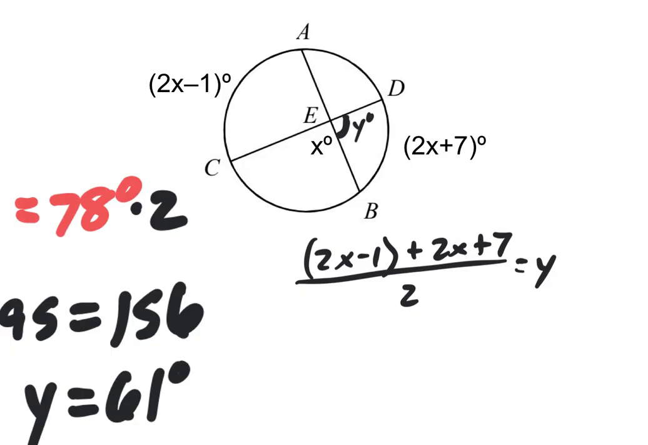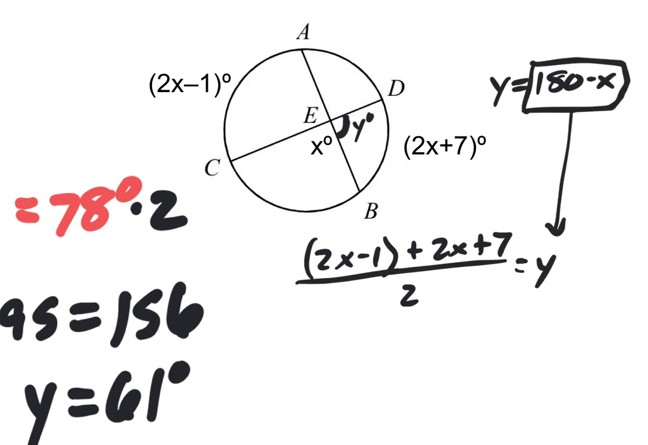Here, the problem is we don't know what x is, right? So what we're going to do is say y is 180 minus x. You wouldn't necessarily have to use y for a variable here, I'm just using that. And then we can do substitution like we've done in the past. I can take 180 minus x and put it in for y.